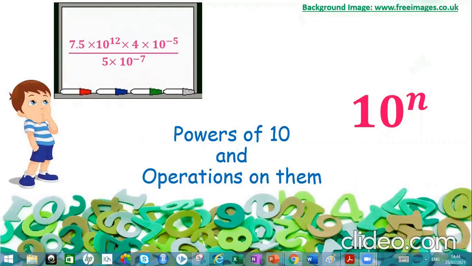In this video, we define the powers of 10, the standard form of a decimal number, and how to perform mathematical calculations on numbers when the powers of 10 are involved. We will support this by relevant examples.